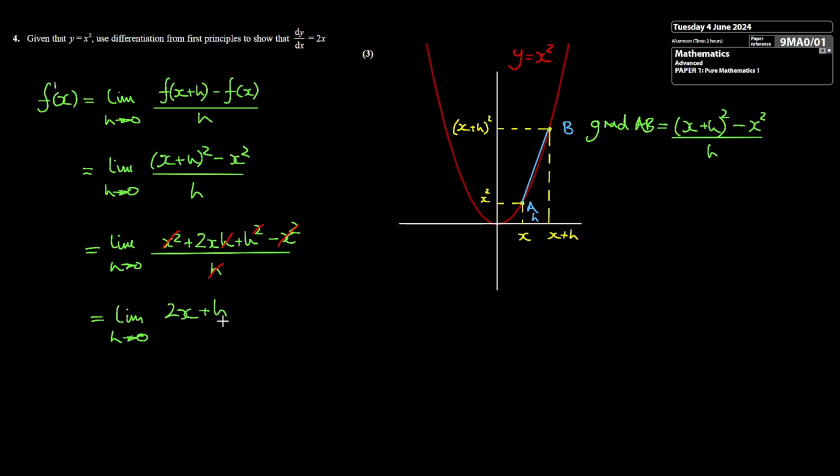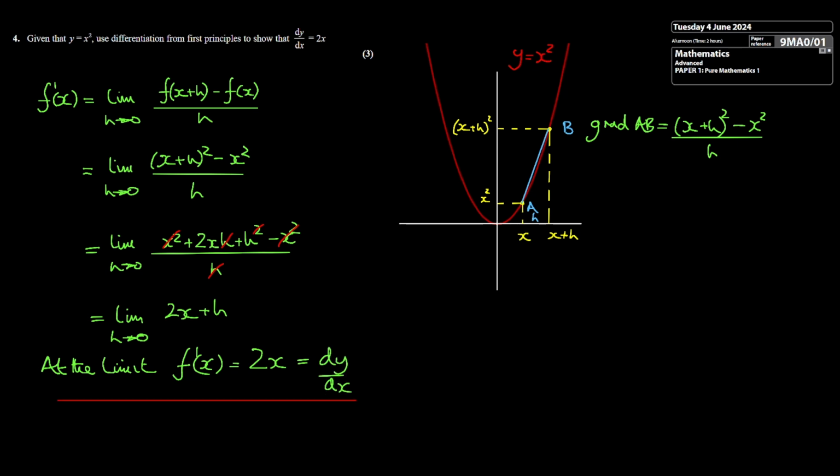Well, if h goes to 0, this term will disappear. So at the limit, the differential of the function x squared is equal to 2x. And this, of course, indeed is dy dx. And that's the answer to question 4.